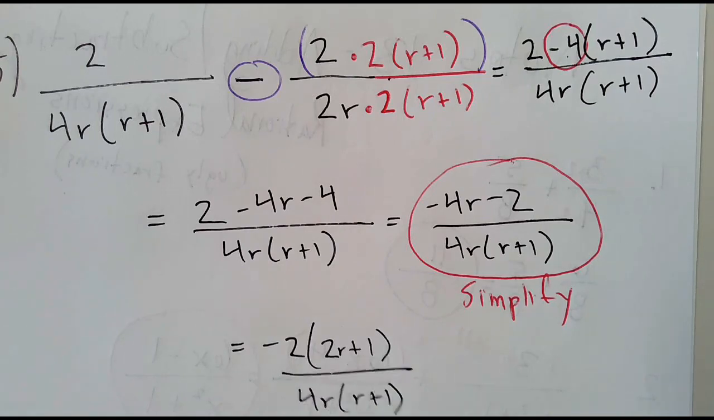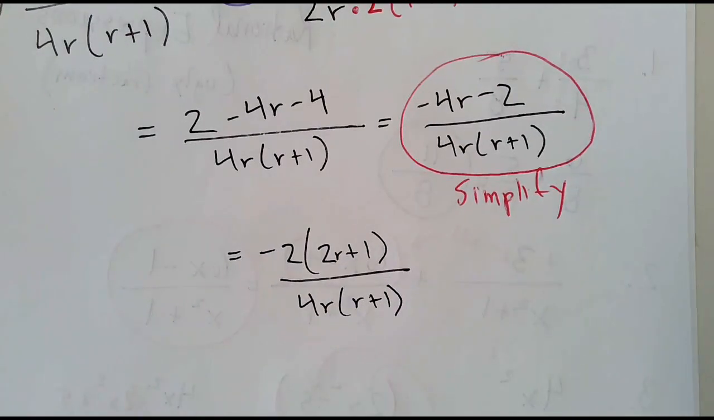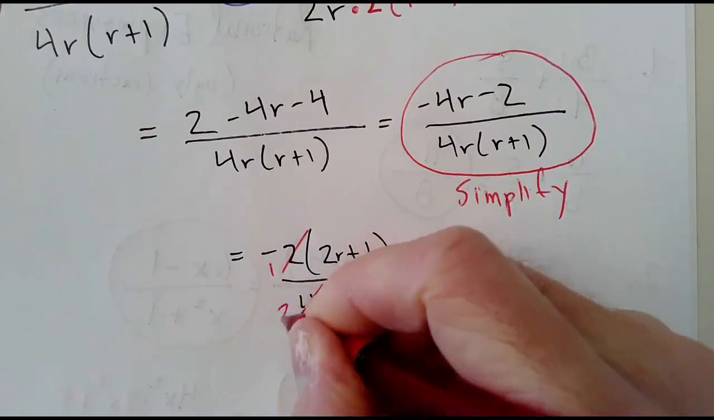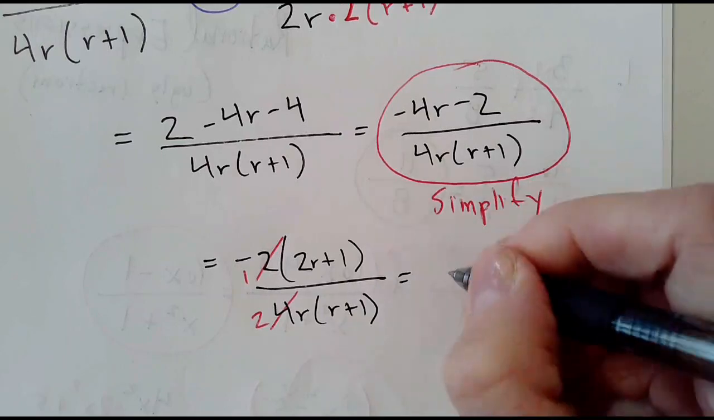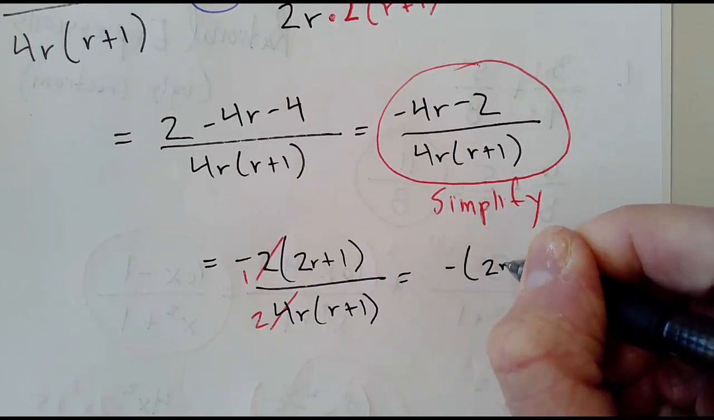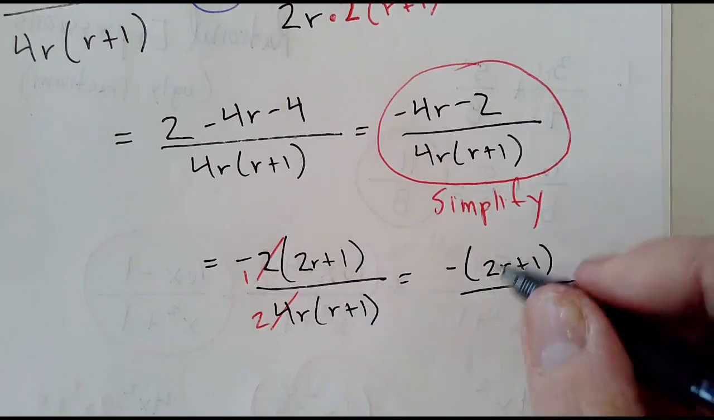All right, so then what do we do? We got a 2 and a 4. How do those cancel? Divide both by what? 2, yeah, 2, okay. So you divide that by 2, that becomes a 1. Divide that by 2, that becomes a 2. We were really close pretty much the whole time, but you're basically just going to have a negative times a 2r plus 1 over a 2r times r plus 1.